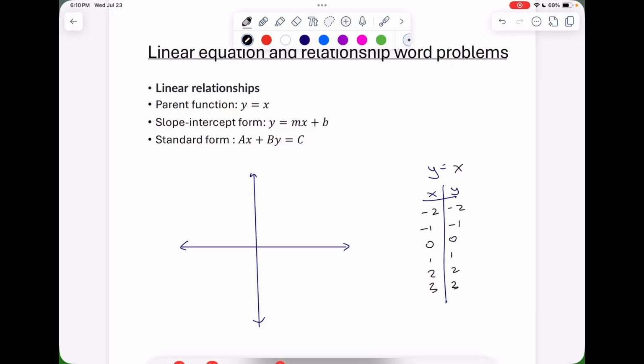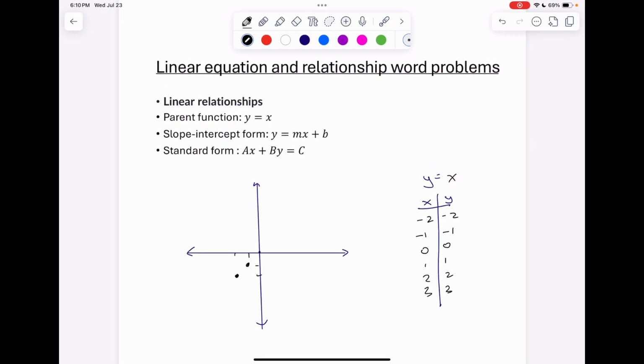I'm going to go over to x is -2, down to y is -2, and I'm going to put a point there. x is -1, y is -1, put a point there. x is 0, y is 0, put a point there. x is 1, y is 1, put a point there. x is 2, y is 2, put a point there. x is 3, y is 3, put a point there.